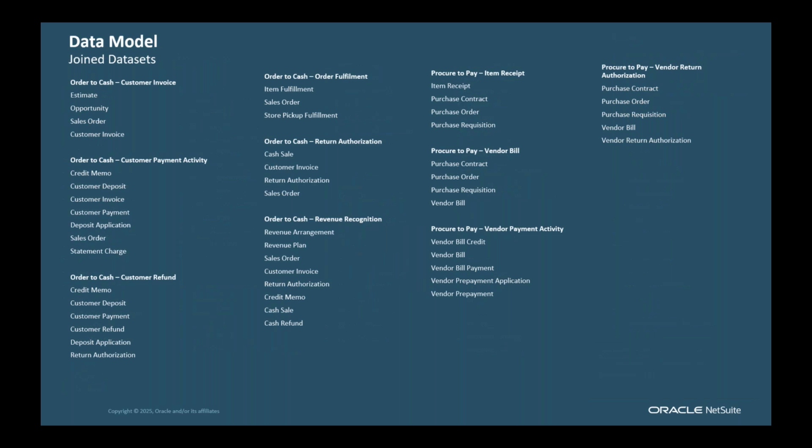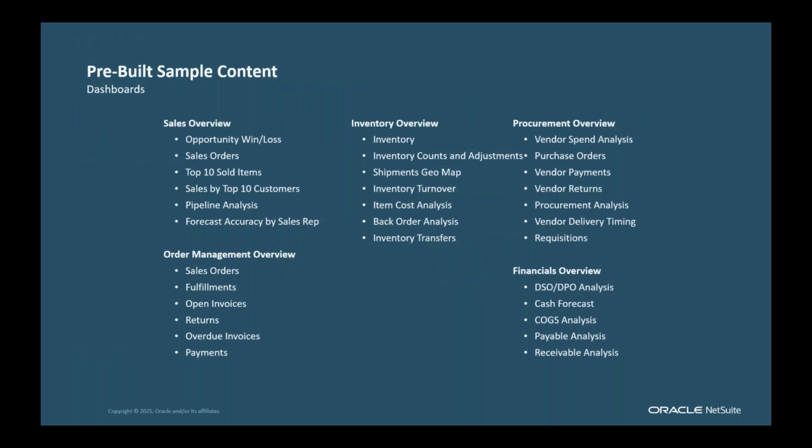In additional data sets, in NetSuite, we talk about the sales process, which is order to cash. The procurement process is procure to pay. You're going to have visibility into all of these key areas within NetSuite and get you the information on what's happening.